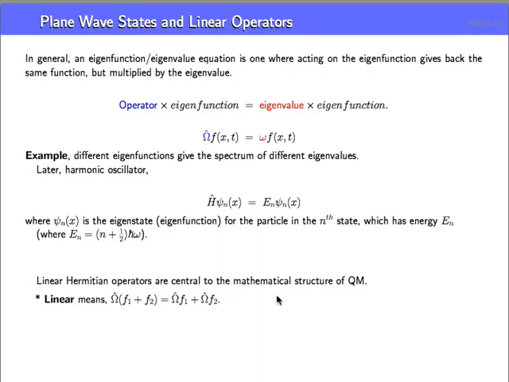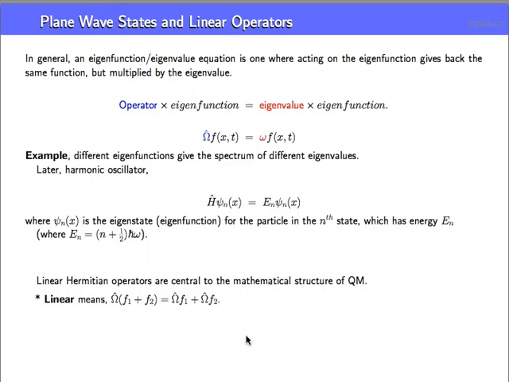You can think of a case where that wouldn't work: say the operator takes the function and squares it. That's nonlinear. In that case, you get f1 squared plus f2 squared plus a cross term. That would not equal f1 squared plus f2 squared, because you're missing the cross term. So that's what we mean by linear. And all these operators in quantum mechanics are going to be linear.